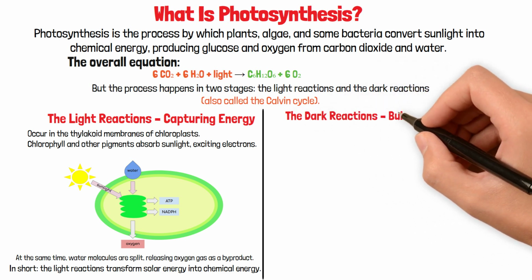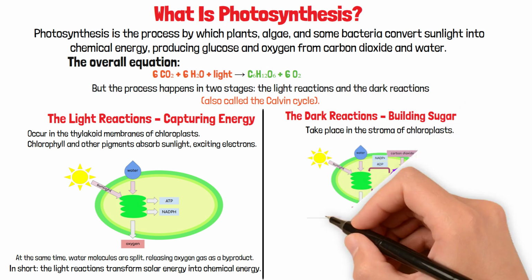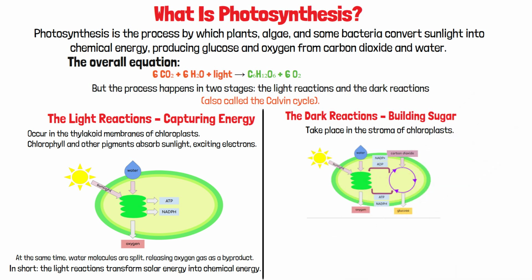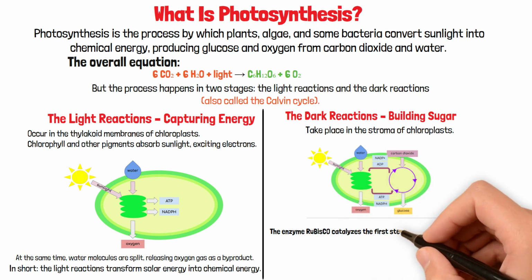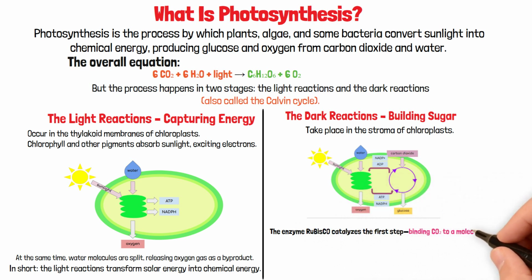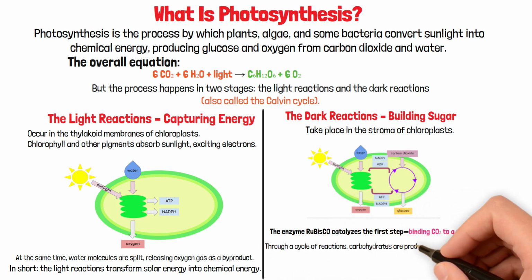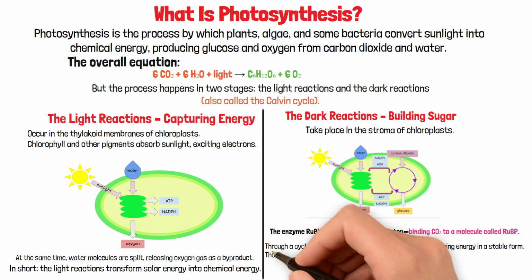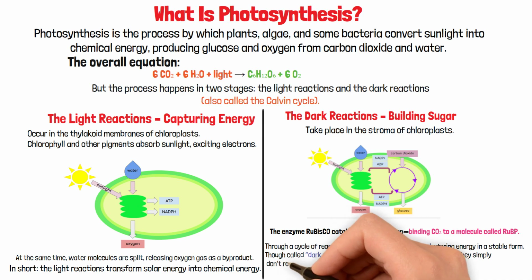The dark reactions, building sugar, take place in the stroma of chloroplasts. The Calvin cycle uses ATP and NADPH from the light reactions to fix CO2 into glucose. The enzyme Rubisco catalyzes the first step, binding CO2 to a molecule called RuBP. Through a cycle of reactions, carbohydrates are produced, storing energy in a stable form. Though called dark reactions, they don't only happen in the dark, they simply don't require direct light.